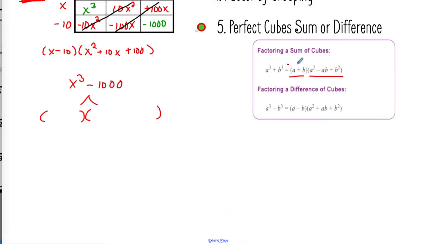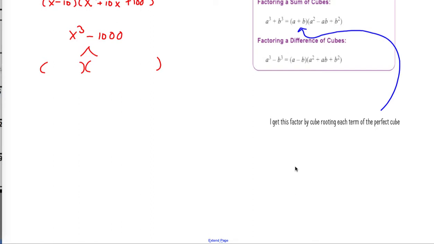How do I get that first binomial? I simply take the cube root of each term. So that's a little something you have to add to these notes that you should be taking right now. You shouldn't be passively watching. You should be stopping the video, going, oh, I get that now. You should be writing yourself a little note saying something to this effect: I get this factor by cube rooting each term of the perfect cube.